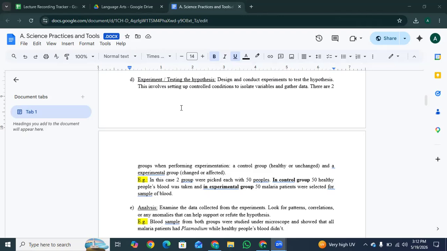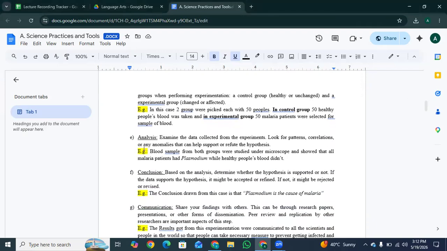Like in the malaria example, scientists gathered two groups of 50 people each: a control group of 50 healthy people, and an experimental group in which 50 malaria patients are involved. They took blood samples from everyone to compare them fairly.